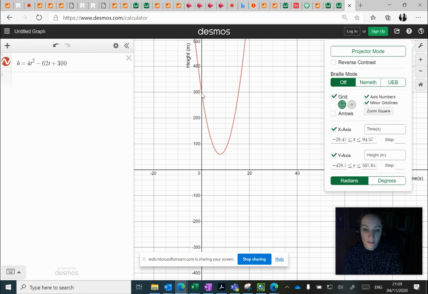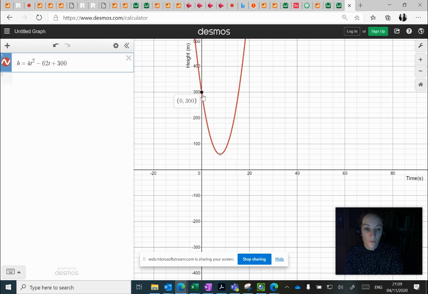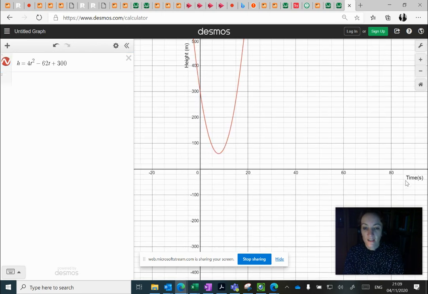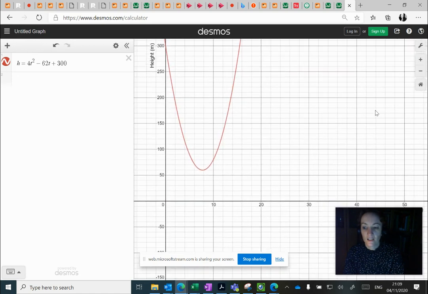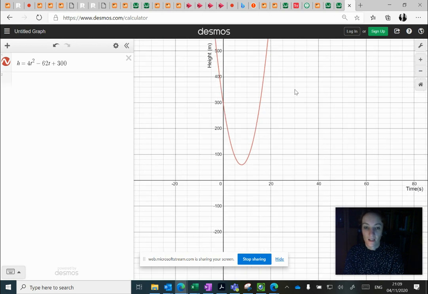You can see where this is intersecting with the y-axis is 0 and 300, and you can see it's making that parabolic shape that we talked about. So what I'm going to do next is take a little snipping of this so that we can bring it into our journal. We have our equation, our function here, and our axes labeled, so you can see the time and the height are here. If you want to make it a little bit bigger, you can. But I'm just going to try and get the time in here as well on the screen.